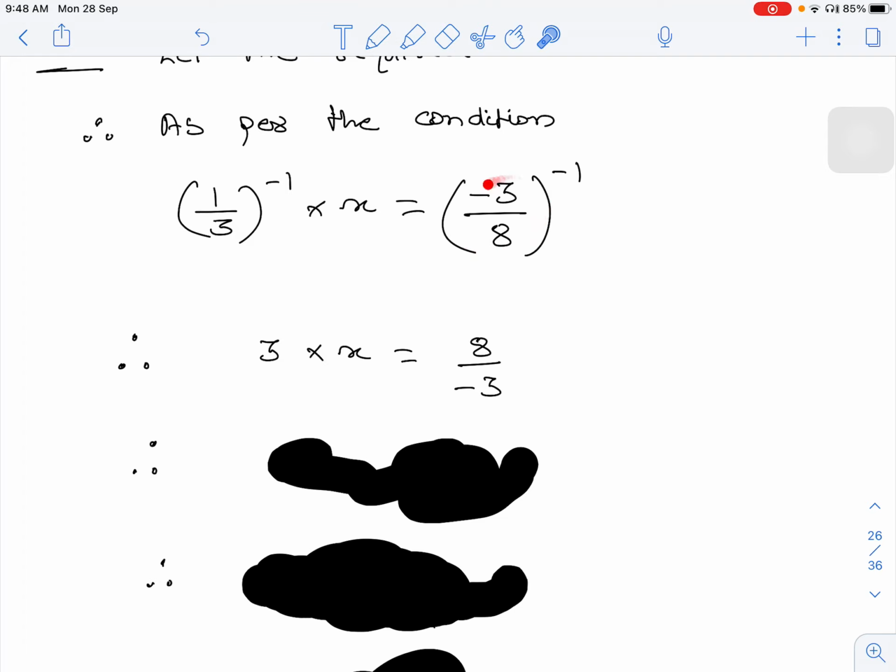Now here this number is also having a negative power. To make it positive, we have to take the reciprocal of this one. So here we get 8 upon minus 3 raised to 1. If you're not writing it, it also works.